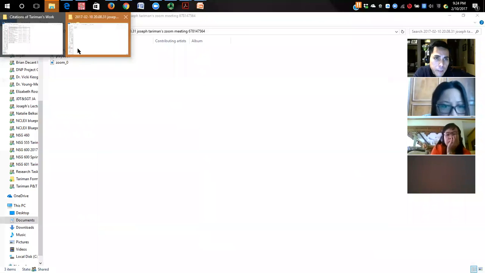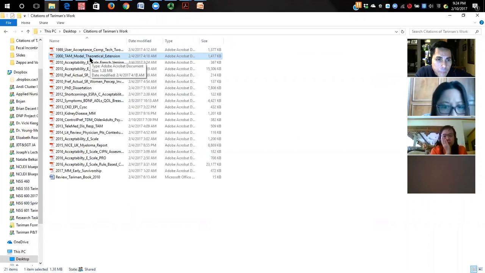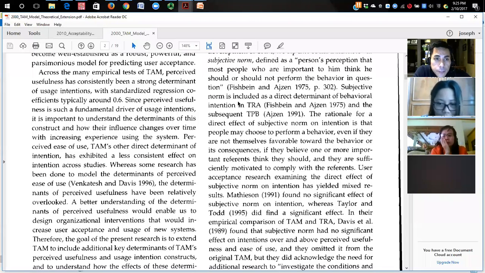These two determinants of the TAM model, let's take a look at this again, one more time. So the determinants of the technology acceptance model is perceived usefulness. So usefulness is a very important construct in acceptance. And then the second determinant was the perceived ease of use.